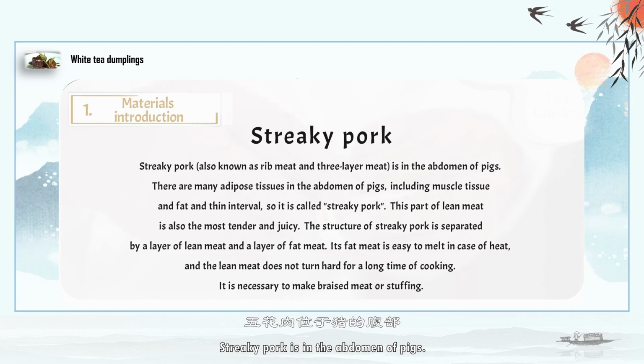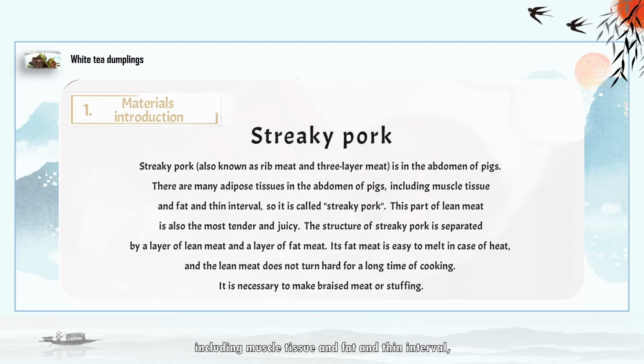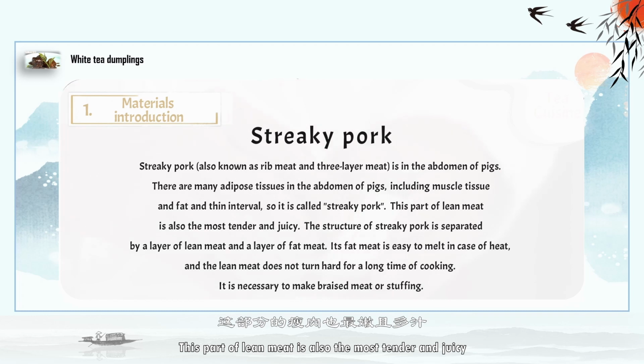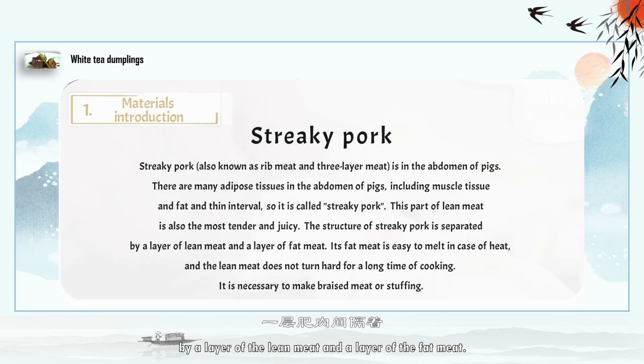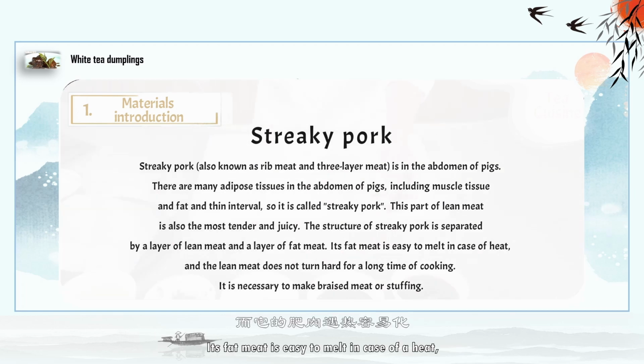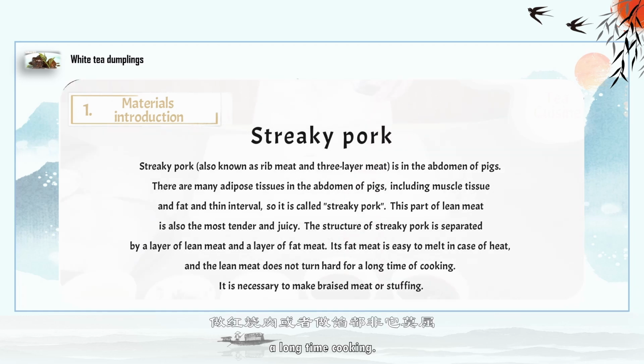Streaky pork is in the abdomen of pigs. There are many adipose tissues in the abdomen of pigs, including muscle tissue and fat and thin interval, so it is called streaky pork. This part of lean meat is also the most tender and juicy. The structure of the streaky pork is separated by a layer of lean meat and a layer of fat meat. Its fat meat is easy to melt in case of heat. The lean meat does not turn hard for a long time cooking. It is necessary to make braised meat or stuffing.